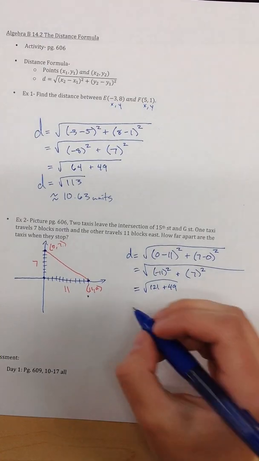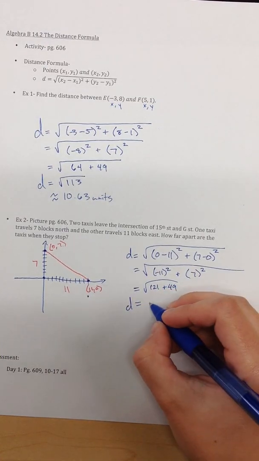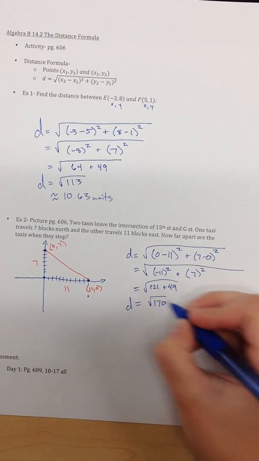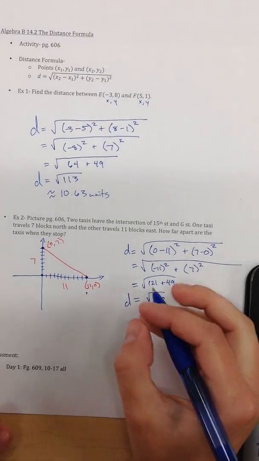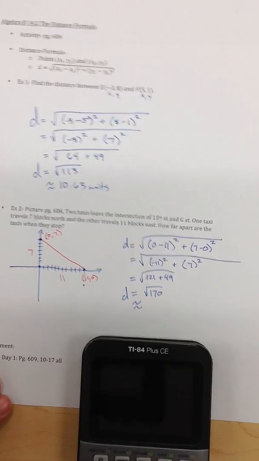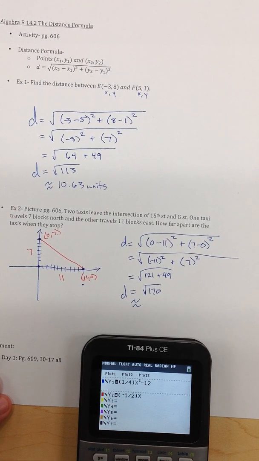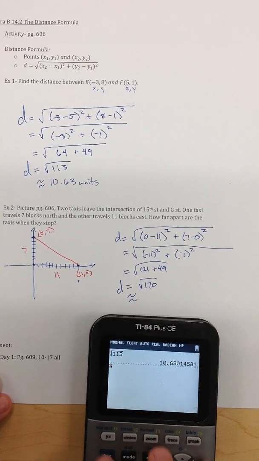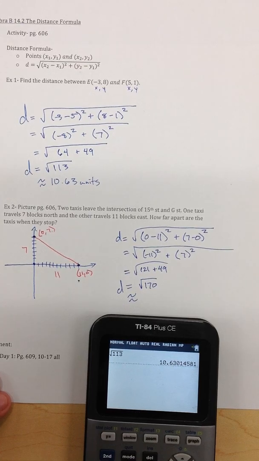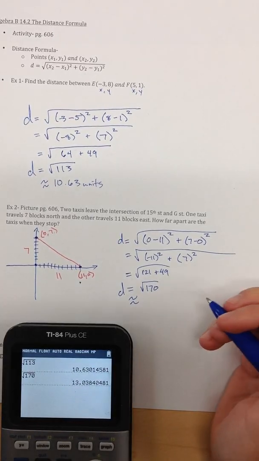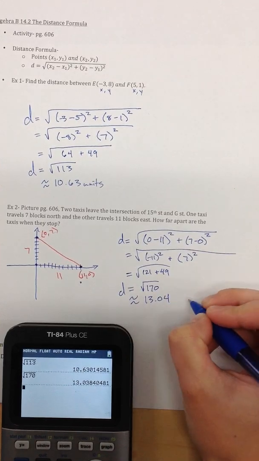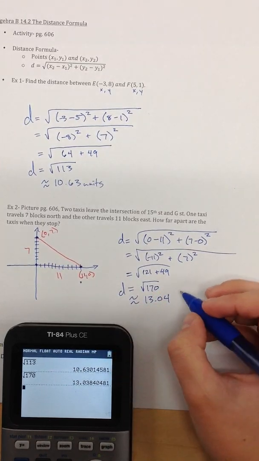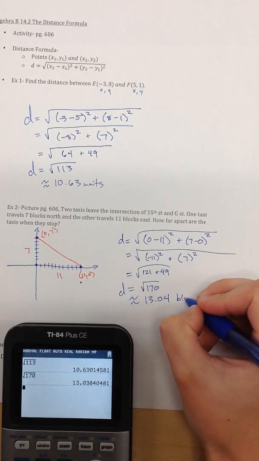And then if I add those values together, I get that d is equal to the square root of 170. Again, that doesn't really come out nice, so we'll do an approximation here as well. If I do second, square root of 170 on my calculator, I get 13.038 whatever. So let's round to 4 places: 13.0 and so on. That's what our distance would be approximately equal to, and we are measuring this in blocks.